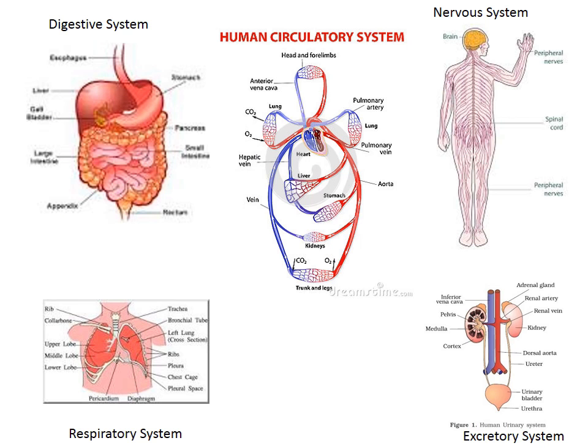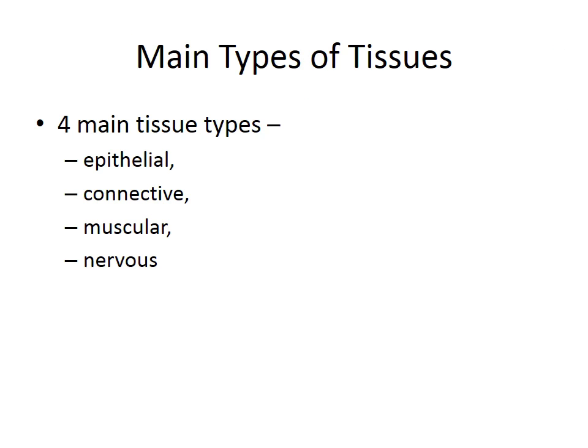And here are much better pictures than I can scribble, which show you the digestive system and all the details of it, and the circulatory system, the nervous system, respiratory system, and the excretory system. So these are all systems that are inside a mammal, and we're going to look at them step by step and one by one. But first, we need to find out what are these organs and systems made of.